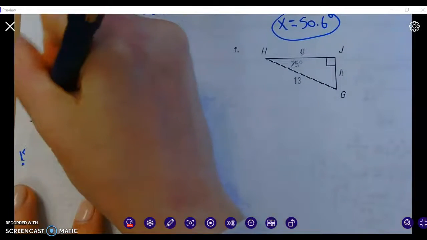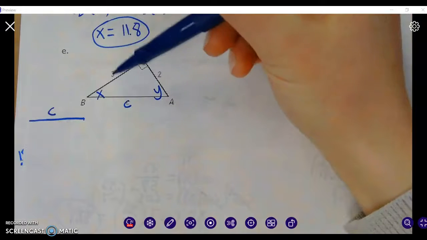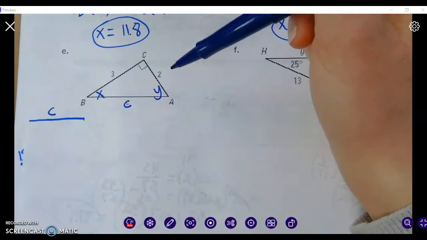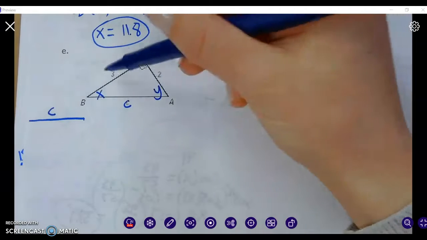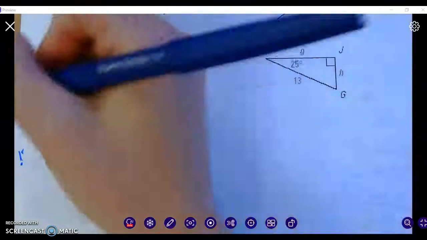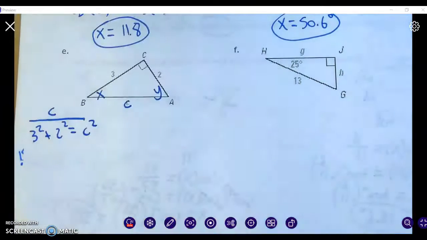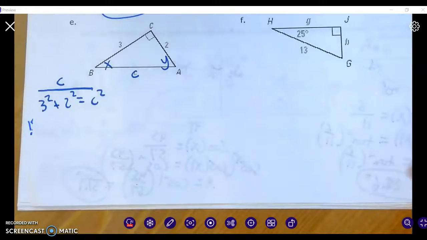Okay, so let's start with side C. What tool in our toolbox do we have to find a third missing side when we already have 2? We spent half a day on this. What theorem can we use? Pythagorean theorem. So 3 squared plus 2 squared equals c squared. So we don't even need trig to solve for that side. We could use trig, but we also have this tool that we could use.